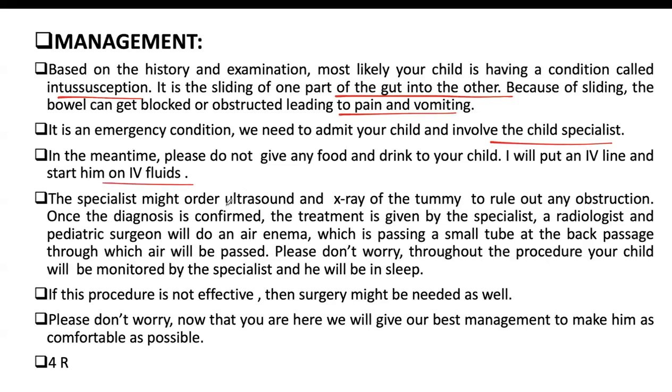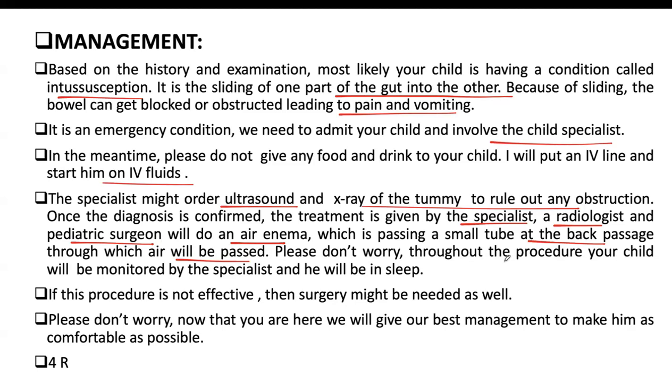The specialist might want to order an ultrasound and X-ray of the tummy to rule out any obstruction and to confirm the diagnosis. Once the diagnosis is confirmed, the treatment will be decided by the specialist, a radiologist, and also a pediatric surgeon. Most of the time, they start with a procedure called air enema, where they pass a small tube through his back passage, through which air will be passed to unblock the gut that has slid into another.